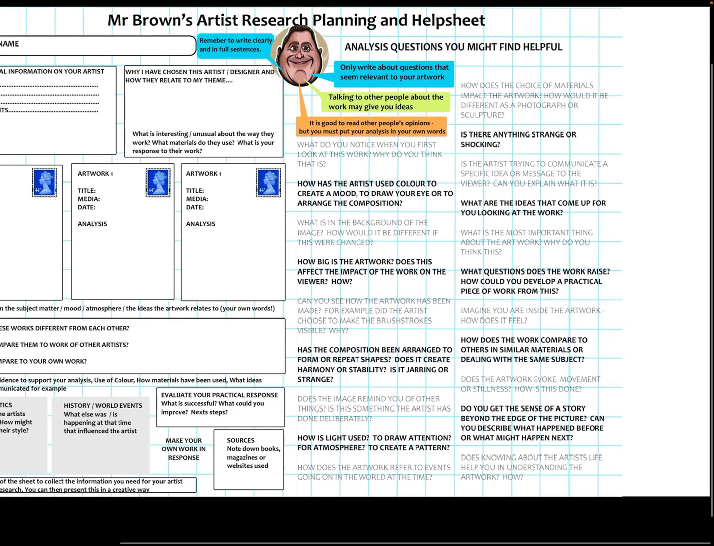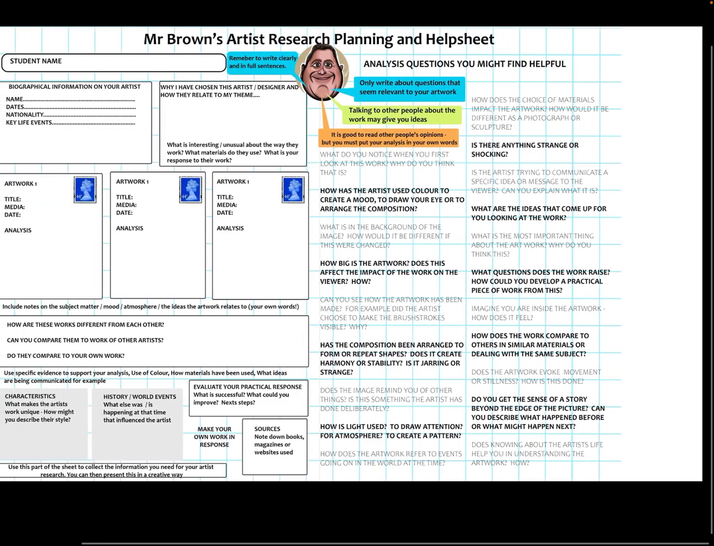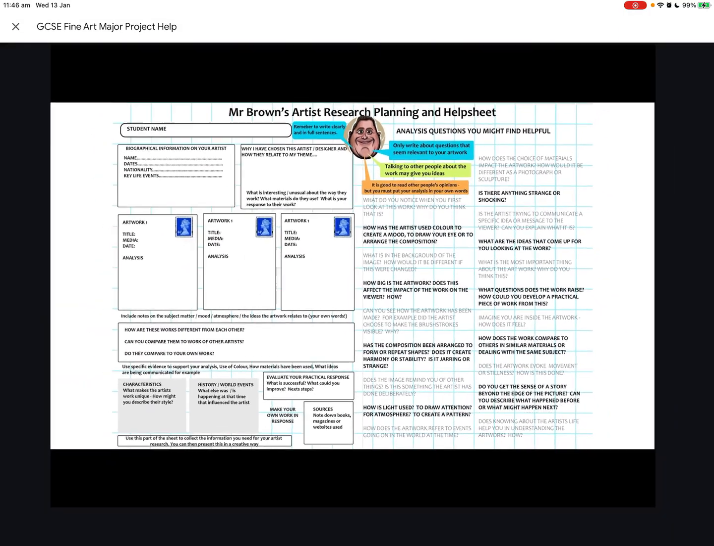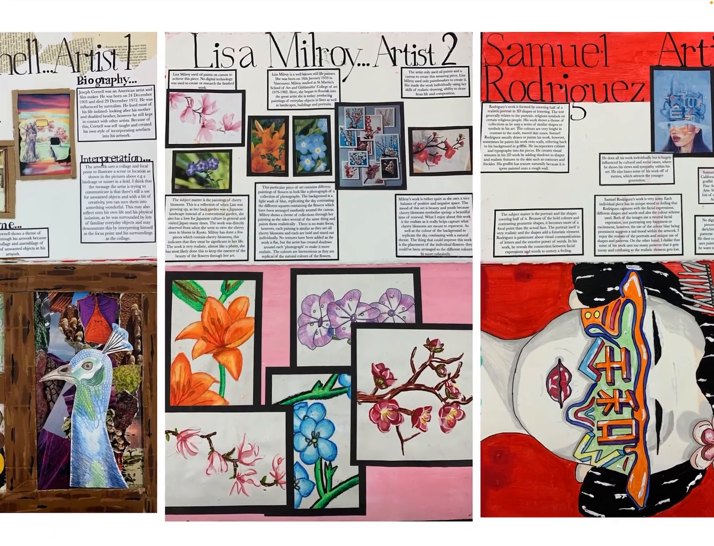So there's plenty of things there which should spur you on in terms of helping you out writing about your artists and your designers, and your photographers for that matter. Try and use this to help you in the analysis of your artwork itself, because this is going to become more important as you go forward with artwork, for instance, on a page like this.